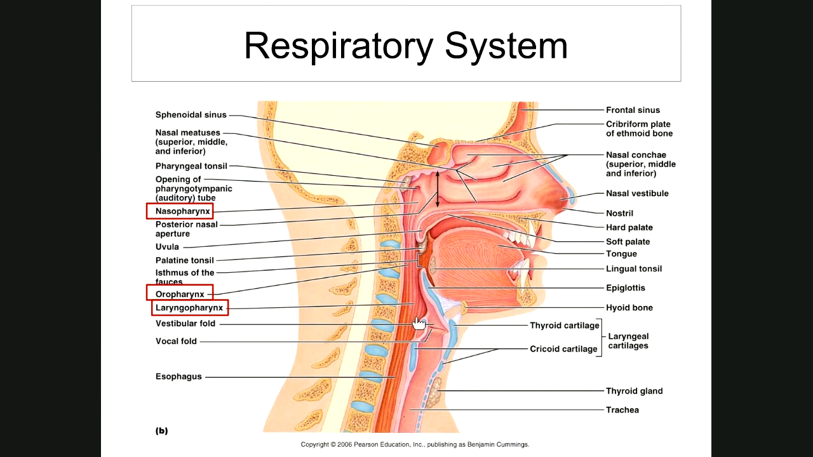Now, they don't show it, but right here where I'm pointing is an opening that air enters into your respiratory tract. And it's called the glottis, but they don't have it labeled here. And this is the epiglottis. We'll talk about that in just a minute on the next slide.